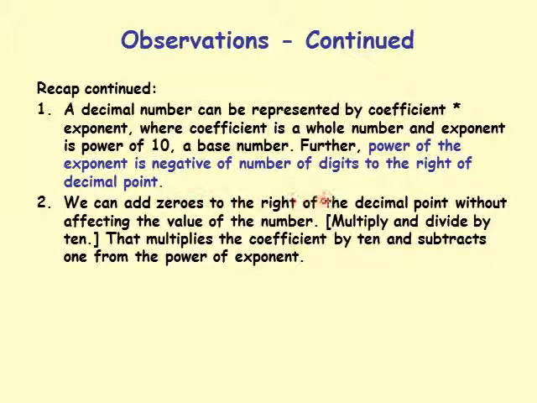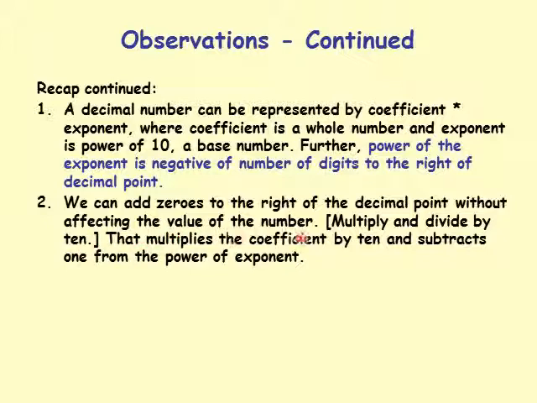We can add zeros to the right of a number with an embedded decimal point. If a number has an embedded decimal point, we can add zeros to the right of that number without affecting the value. Adding zeros to the right of such a number gives me another number which is equivalent. When we add zeros, that implies that we are multiplying and dividing by 10. So that means we are getting an equivalent number.